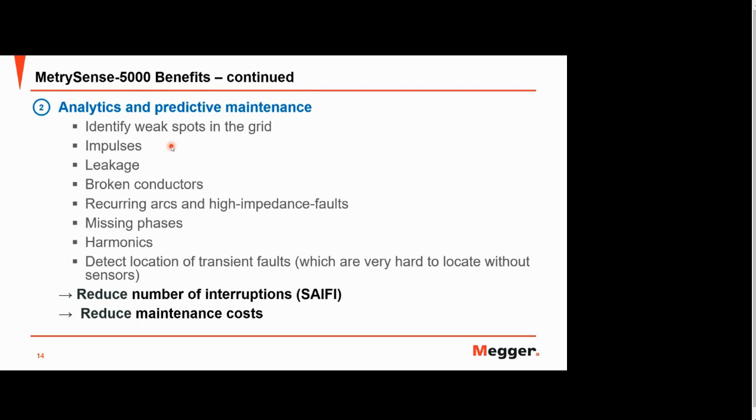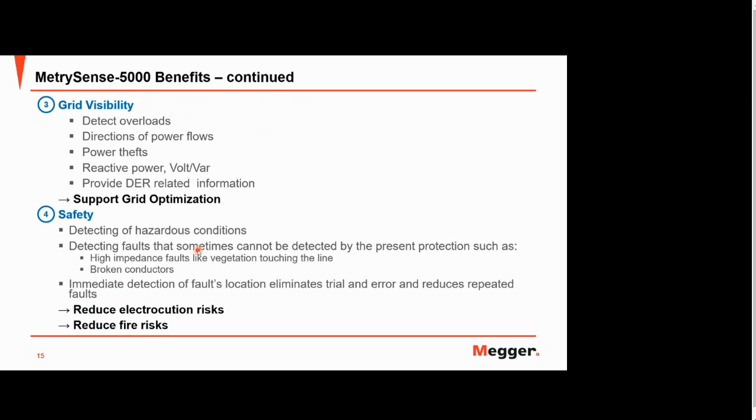MS5000 sensors also help in the analytics and predictive maintenance, like we have discussed in previous slides. Identify weak spots in the grids: impulse, leakage, broken conductors, recurring arcs, high impedance faults, missing phase, harmonics. Detect the location of transient faults, which is now very hard to locate without such sensors. It helps to reduce the number of interruptions. That means your SAIFI is improved and your maintenance cost is reduced. You have great grid visibility. You can directly know where you have overloads, direction of power flow, power theft, reactive power, and all.